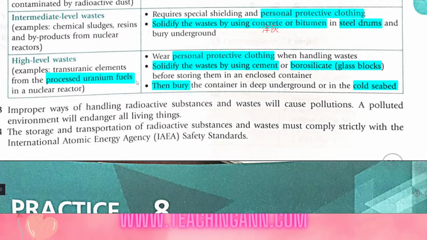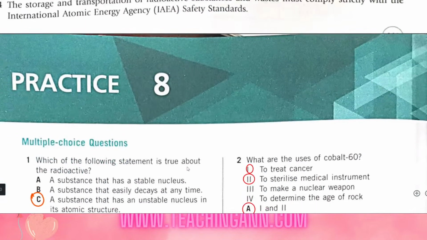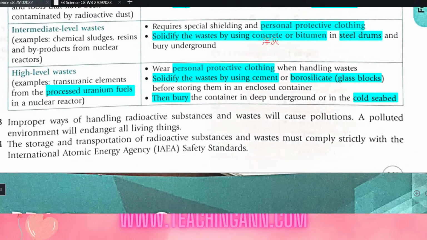Okay, high level waste is a transuranic element from your processed uranium fuel. Meaning to say this one is the nuclear power waste. So this one you have to wear protective clothing also, and then use cement and borosilicate or glass block to solidify the waste, then bury underground or in the seabed. All right. Because I'm recording, there are things I don't want to share. Later I'll tell you about what happened.